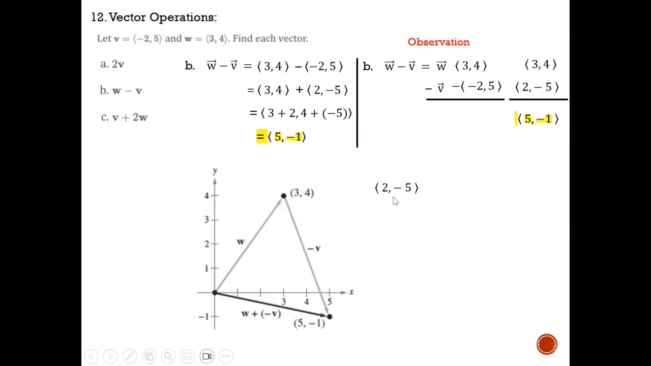This is the minus vector V here, which means it's going to go down 5 and 2 to the right. We go down 5 and 2 to the right, and then you connect this dot with this dot over here, and that'll be the answer. Then you connect from the origin to the end point, and this is your W plus negative V, vector W plus negative vector V. Okay.